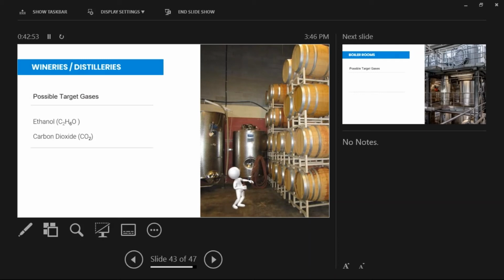And then with wineries and microbreweries, a large concentration of carbon dioxide is produced during the fermentation process, and that can be an asphyxiant.